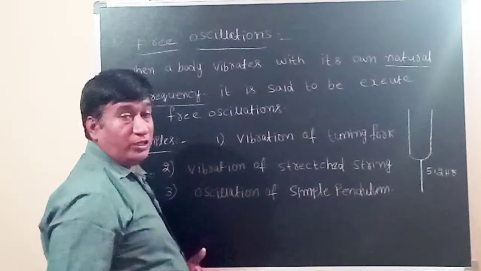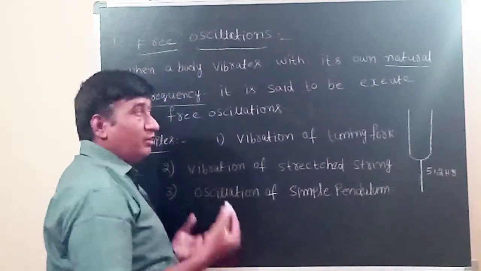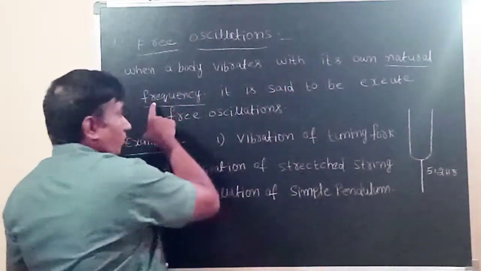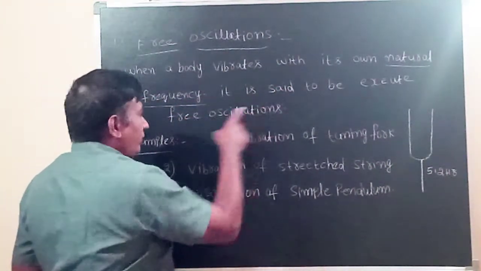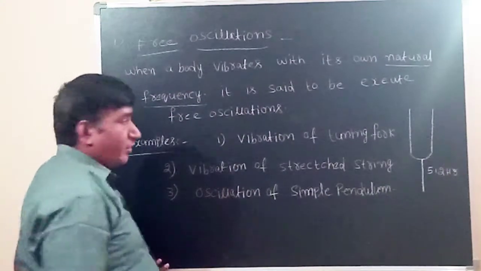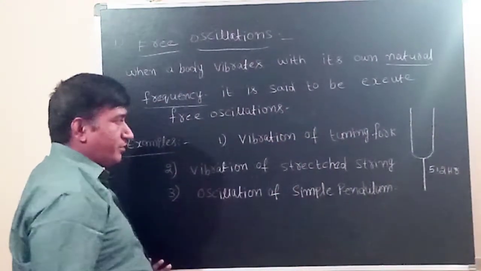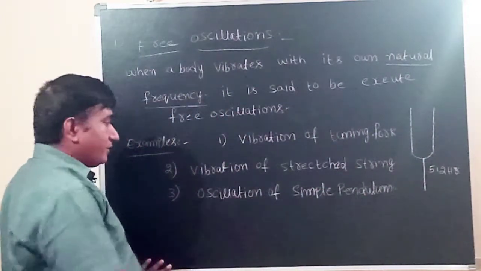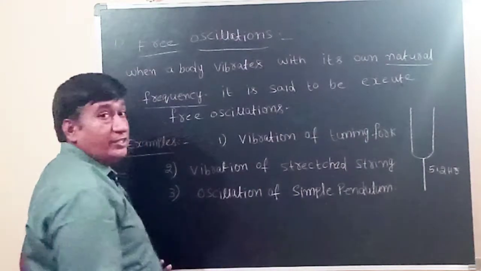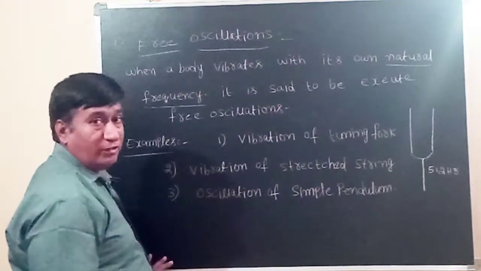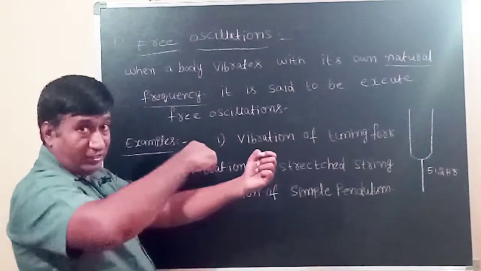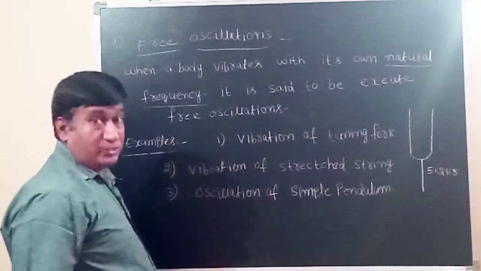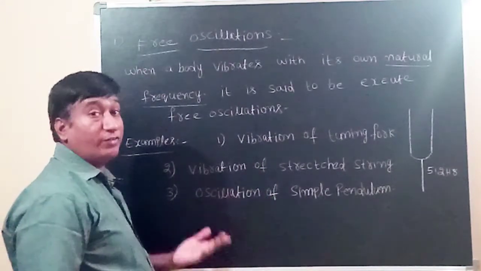If you take a body, that body also will have some natural frequency. When a body vibrates with its natural frequency, it is said to execute free oscillations. Examples of free oscillations are the vibration of a tuning fork and the vibration of a stretched string. If you take a rubber string, stretch it and pull at the middle, we can observe vibrations with its natural frequency.